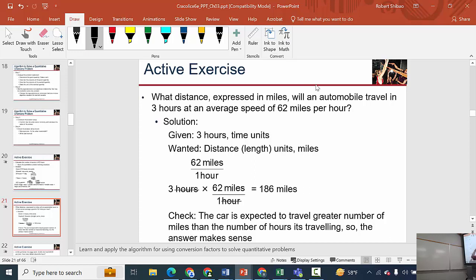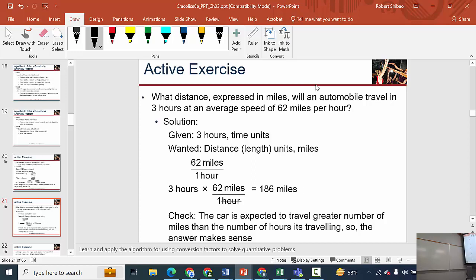That's part of the algorithm. I start off with extensive, so I want to start off with 3 hours. My algorithm is very simple: just do one step at a time. I have hours, so I need to cancel out hours on the bottom. Should I go from hours to minutes? No. Should I go hours to days? No. The reason is they give us a new one, and I can go from hours to miles.